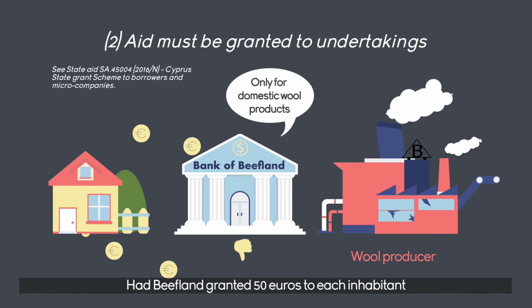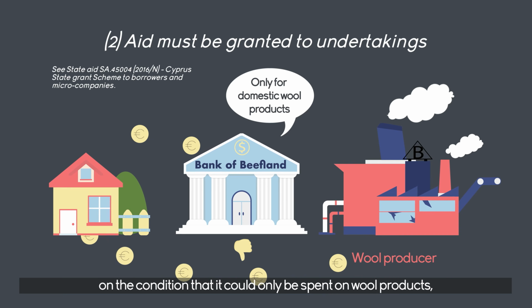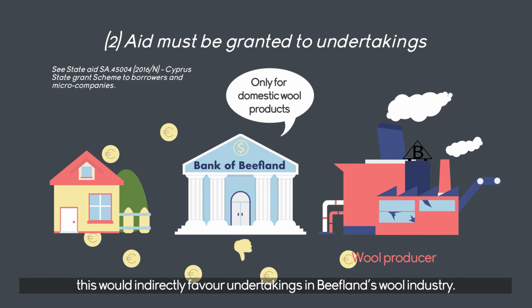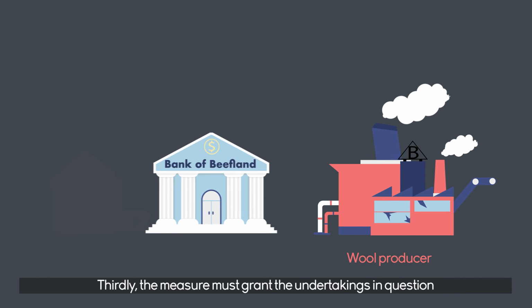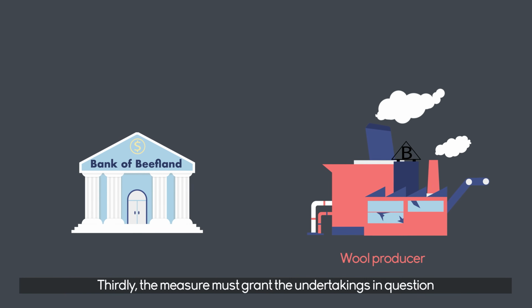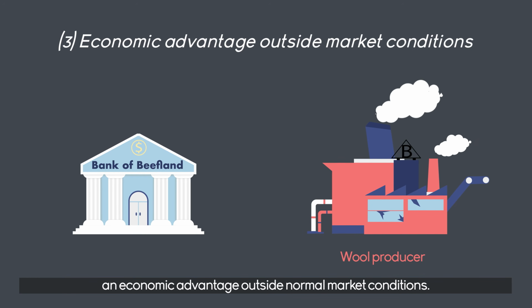Had Beefland granted €50 to each inhabitant on the condition that it could only be spent on domestic wool products, this would indirectly favor undertakings in Beefland's wool industry. Thirdly, the measure must grant the undertakings in question an economic advantage outside normal market conditions.